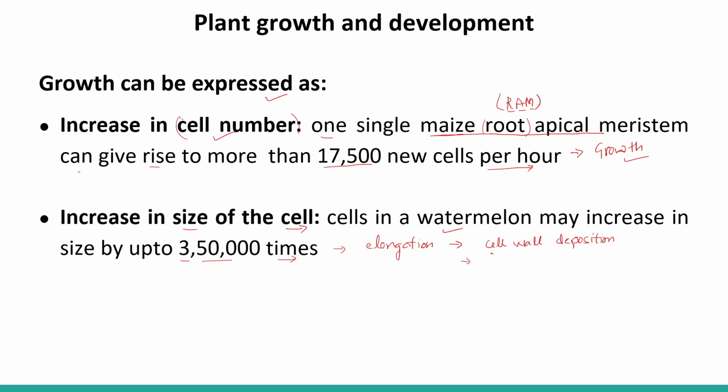So there are changes in the material which is added to the cell wall. And how does it happen? If this is the initial cell wall, material is added to the inner side. Here the new cell wall material is added towards the inside.